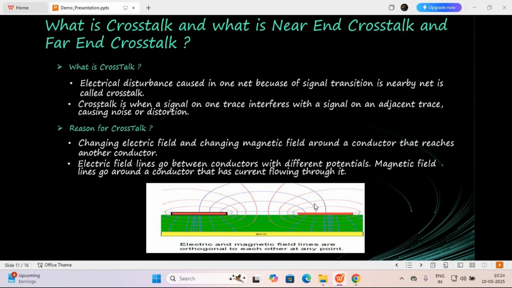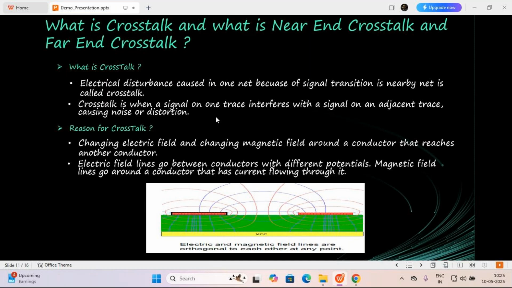So what is the reason for crosstalk? A changing electric field and magnetic field around a conductor reaches another conductor, meaning it gets coupled to that conductor. Electric field lines go between conductors with different potentials. Magnetic field lines go around a conductor that has current flowing through it. So magnetic field lines are always around the conductor, and electric field lines are always across, between the two conductors, negative and positive. It forms the field lines.